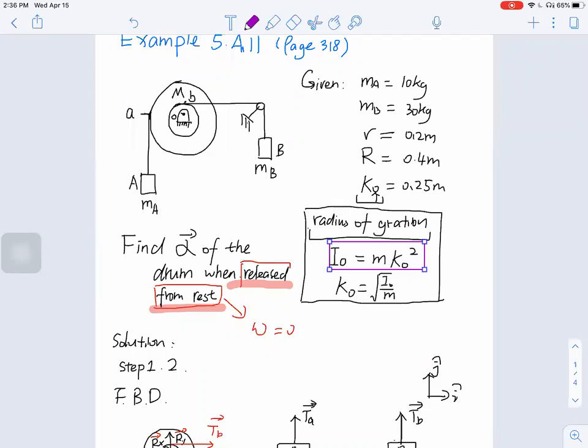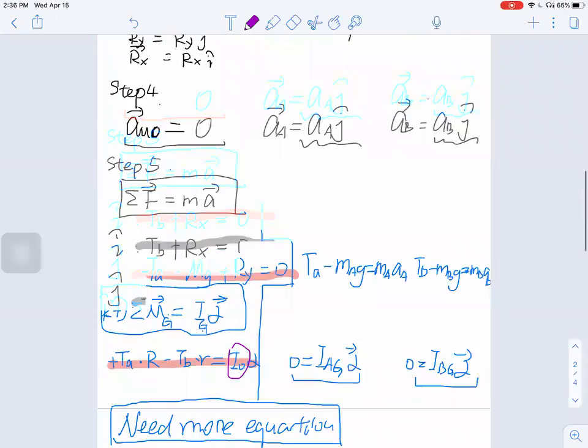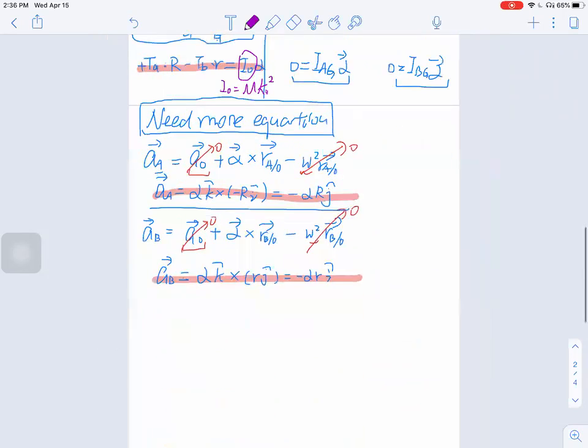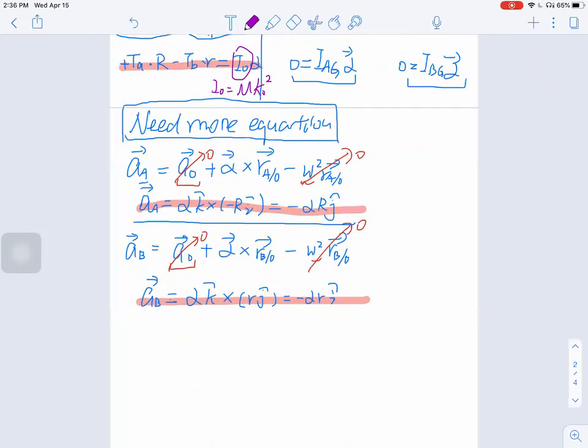So use that. Io equals M, that's the mass for the drum, times K whole squared. Okay, now you should have all the equations to solve this problem. Let me just show you the final solution. So alpha, you plug in everything, end up with something like negative 0.84 radians per second squared in the K direction.